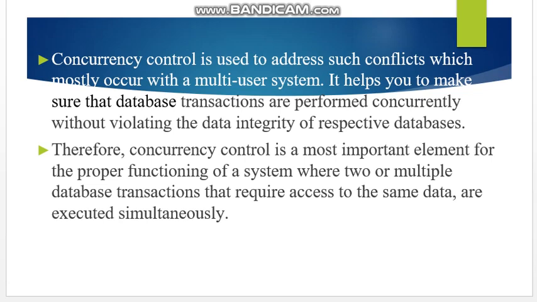It helps make sure that database transactions are performed concurrently without violating the data integrity of the respective databases. All four properties that we saw in the last lecture, the ACID properties, have to be implemented when transactions are performing at the same time. Therefore, concurrency control is the most important element for the proper functioning of a system where two or more database transactions that require access to the same data are executed simultaneously.